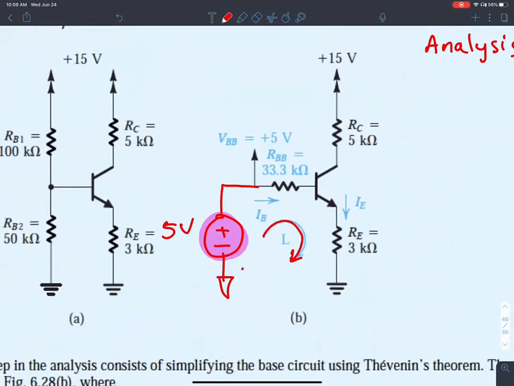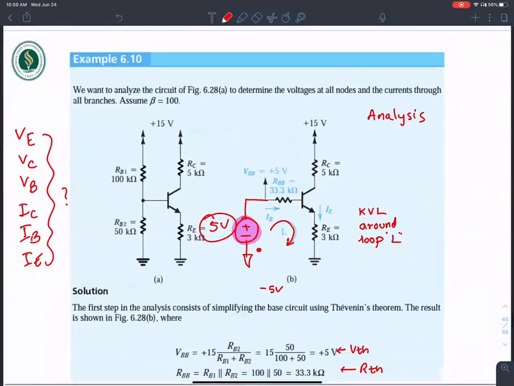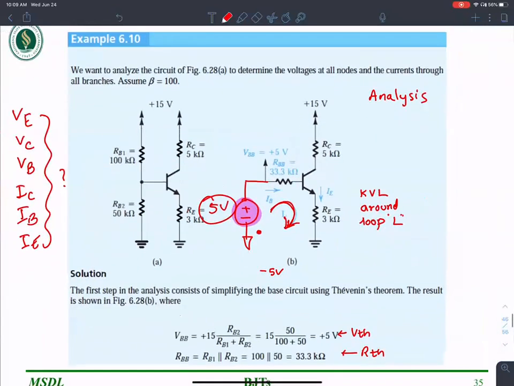When we write the loop equation, KVL around loop L. Okay, so we begin at the lower left and follow a circular path. So this voltage, negative 5 volts, should equal the voltages dropped around these loops.